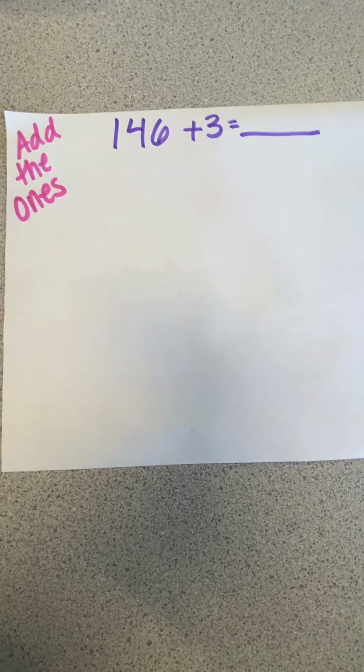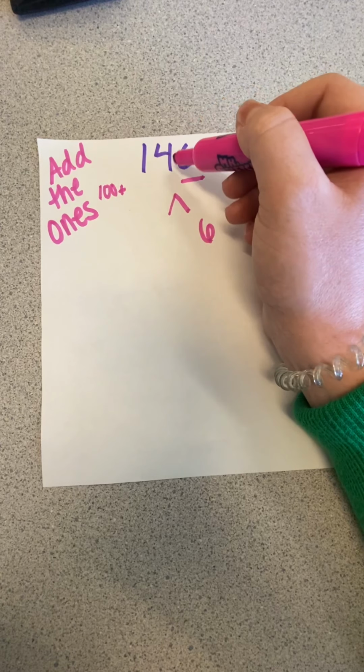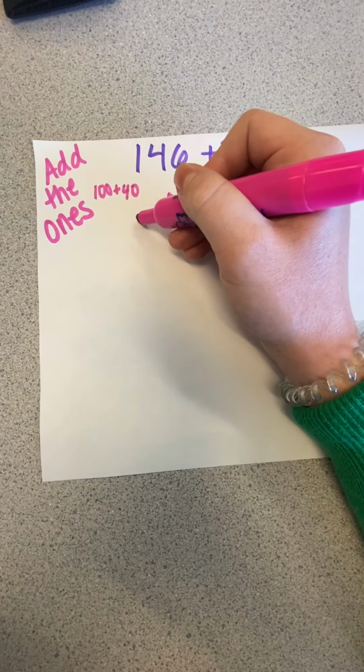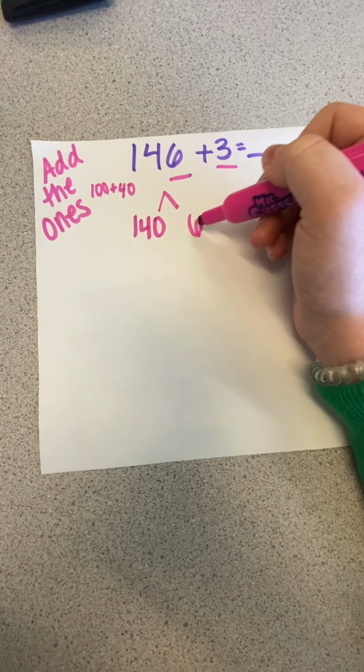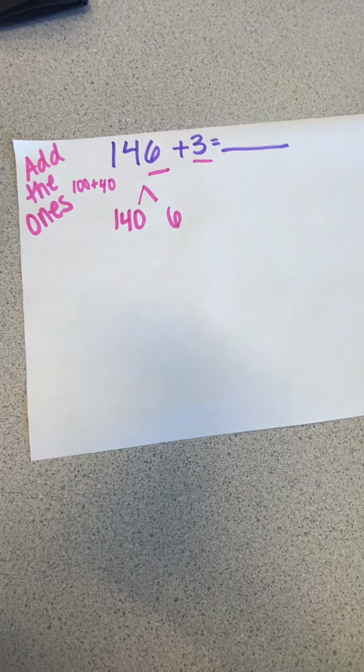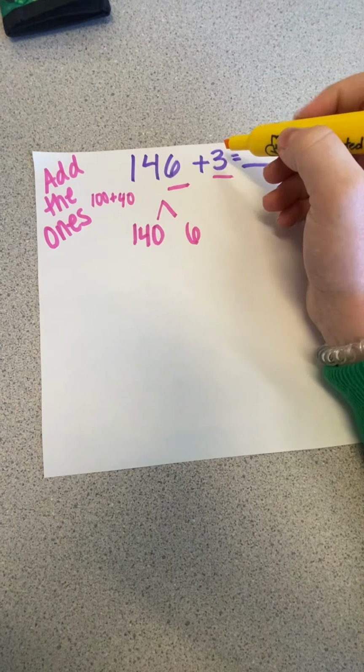The value of my 1 is 100. And the value of my 4 tens is 40. So that's 140 that I would put together, plus my 6 ones to make up 146. My next step now is to add my ones.